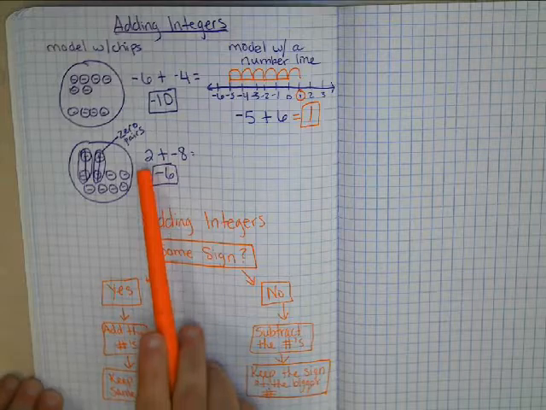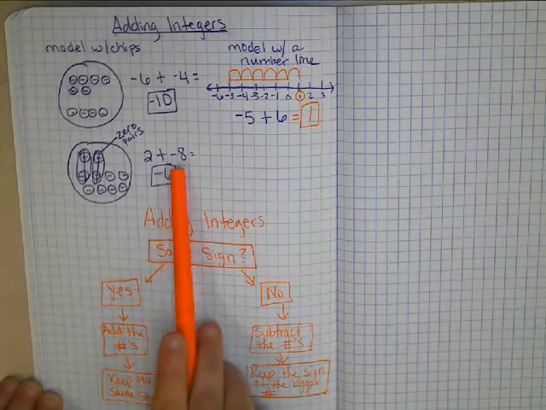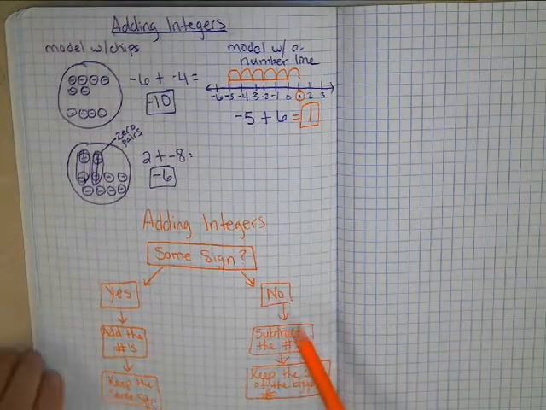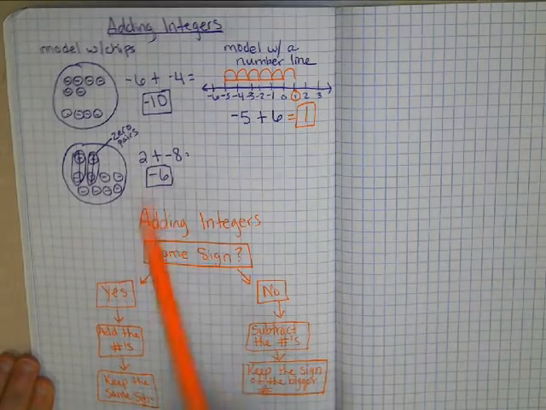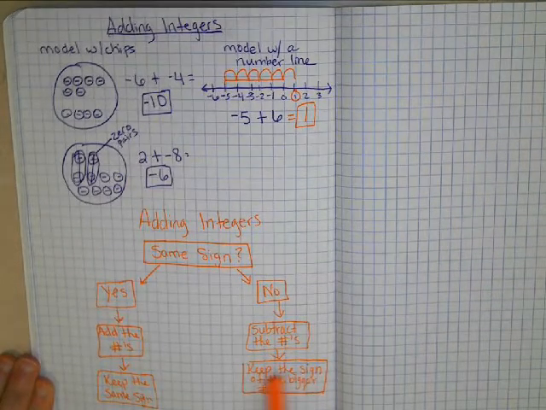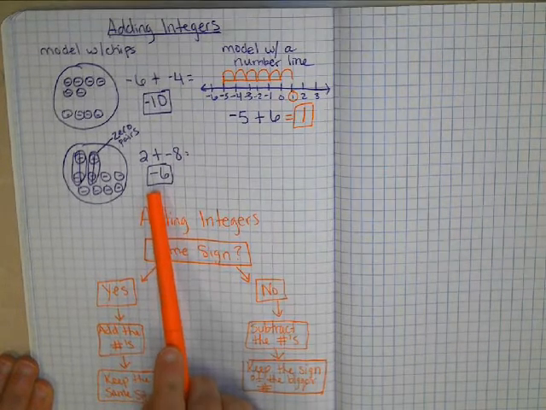Our next one, 2 plus -8. Do I have the same sign? No. So it says I need to subtract the numbers. 8 minus 2 is 6, and keep the sign of the bigger number. Well, 8 has a bigger value, so I keep that negative sign.